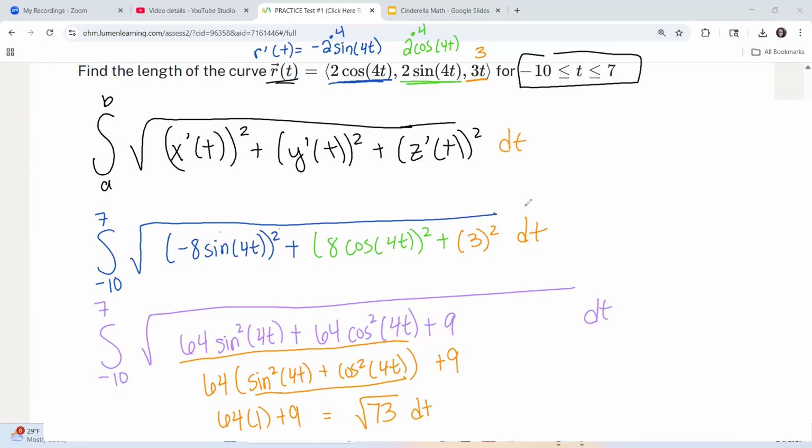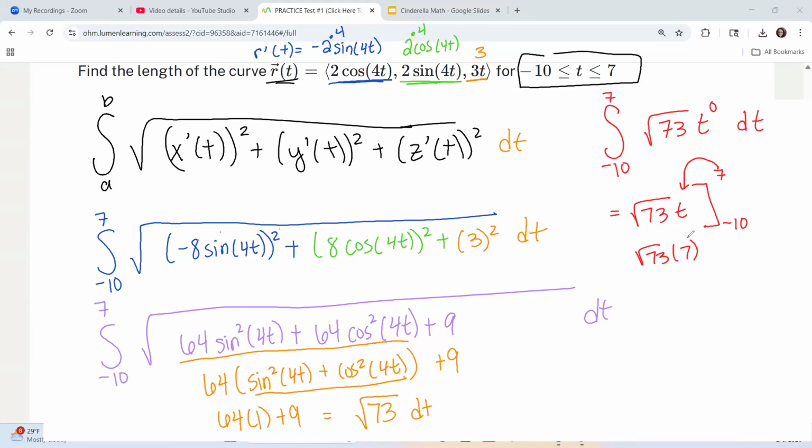Okay, I'm going to come up in a red pen. So now we have the integral from negative 10 to 7 of root 73 dt. This technically has a t to the 0 with it. So to integrate, this would just be root 73 t to the 1 over 1. No, we don't put the 1s. And then we are going from negative 10 to 7. Always put the top number in first. So this would be root 73 times 7, but it just looks better with this in front. So that's 7 root 73.